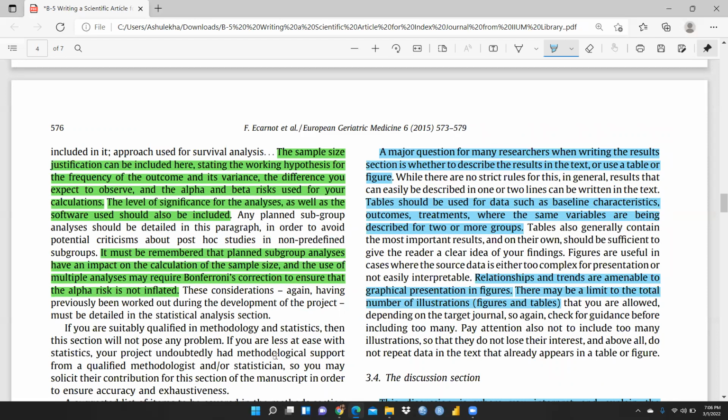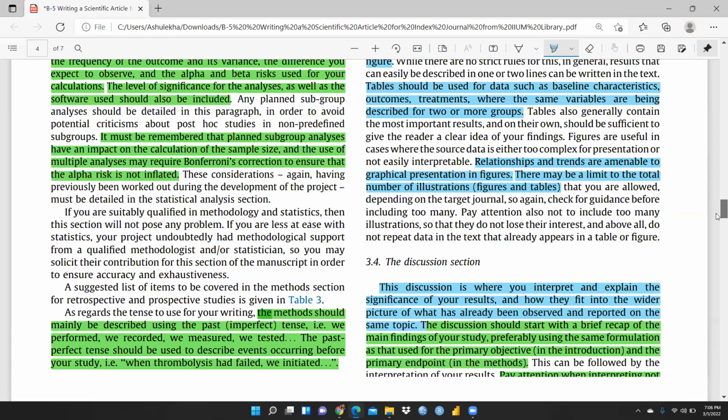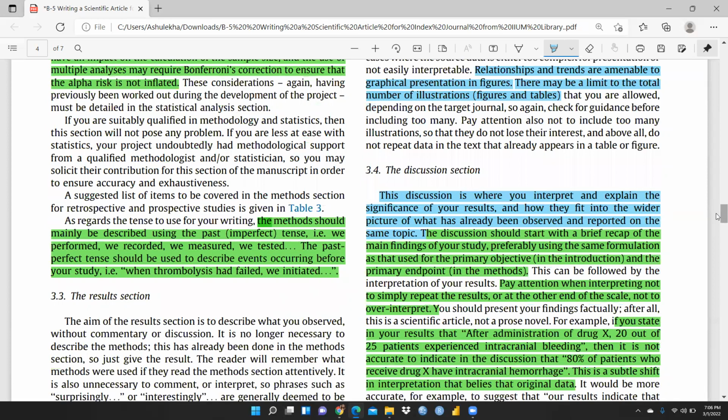It must be remembered that planned subgroup analyses have an impact on the calculation of the sample size, and the use of multiple analyses may require Bonferroni's correction to ensure that the alpha risk is not inflated. Then the methods should mainly be described using the past and past perfect tense, as I said earlier. That is, we performed, we recorded, we measured, we tested. The past perfect tense should be used to describe events occurring before your study.